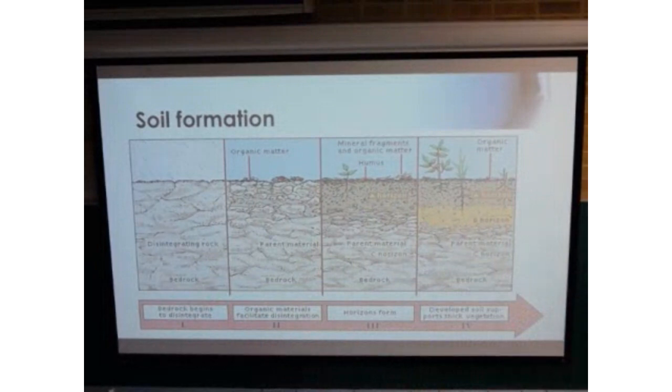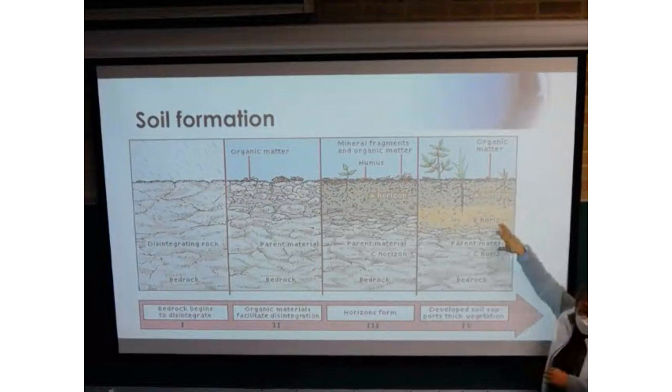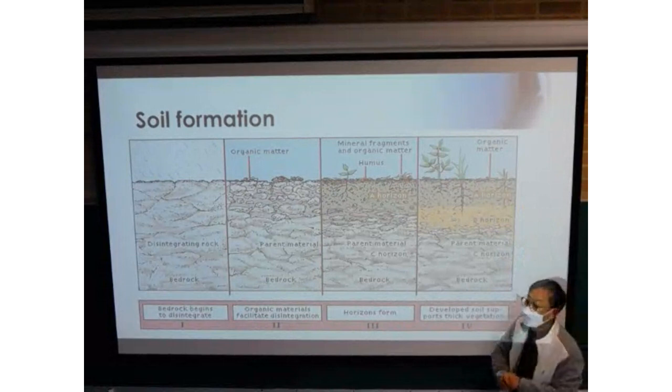First, bedrock begins to disintegrate. Second, organic material facilitates the disintegration. And the horizons will be formed in the third step. And the final step is that the soil develops and supports thick vegetation. And then it keeps going to get deeper, or thinner, or form erosion by weather conditions or environmental conditions.